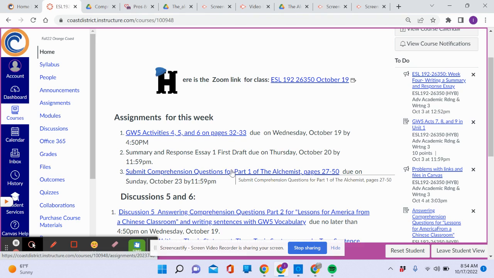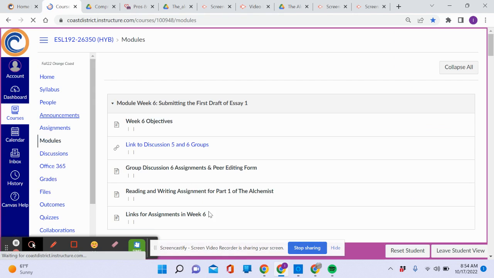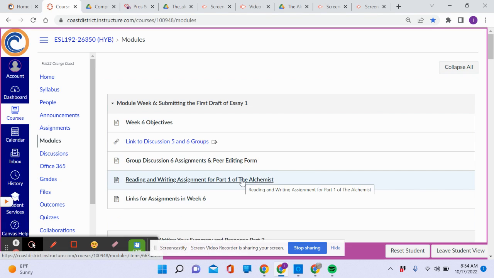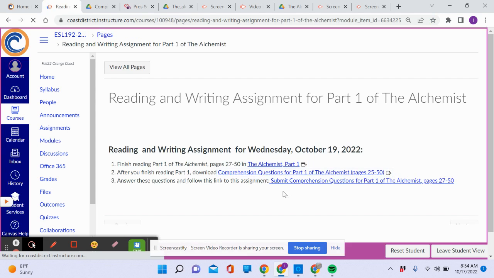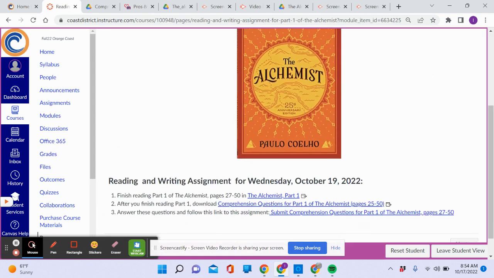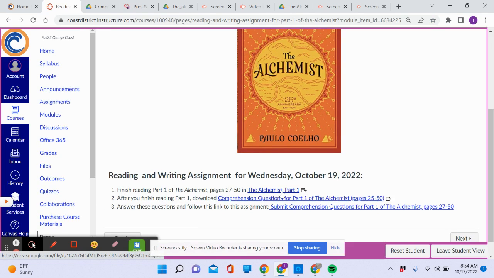Comprehension questions: you need to read pages 27 to 50. If you need the book, go to module 6. I uploaded a copy of the book. I found it on the internet, so it's perfectly legal. I did not make the copy; another instructor did. So, The Alchemist Part 1: I downloaded it to my computer and I uploaded it here. And yeah, this is the book.